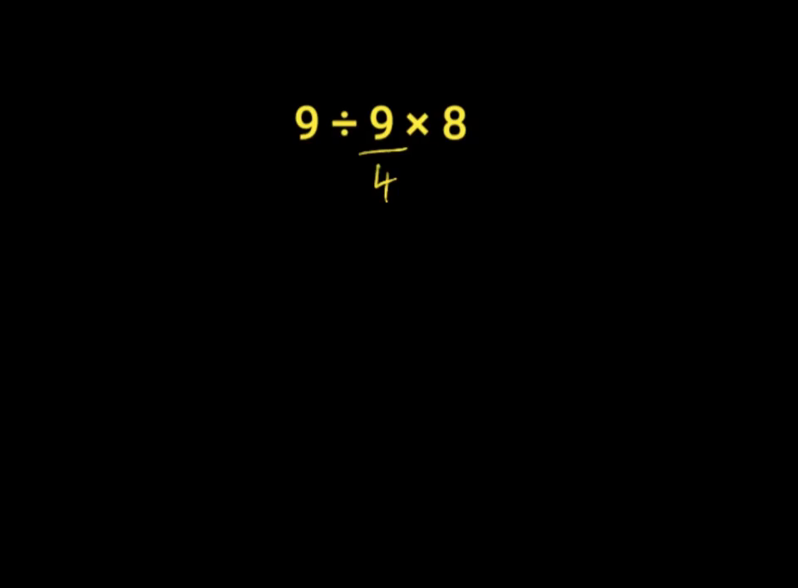9 divided by 9 over 4 times 8. 4 into here 1, 4 into 8 2. Then we have 9 divided by 9 times 2. 9 divided by 9 will give us 1. Then we have 1 times 2. 1 times 2 will give us 2.